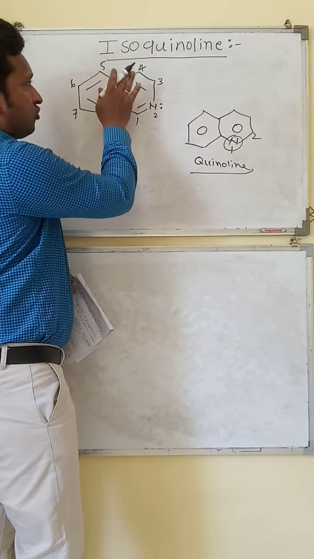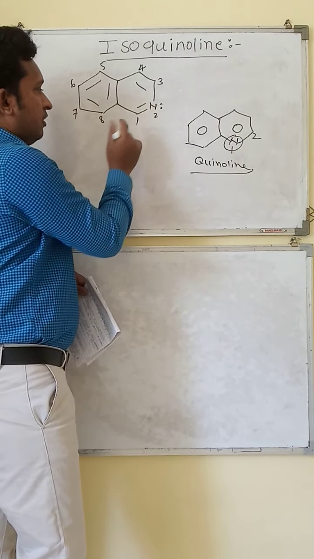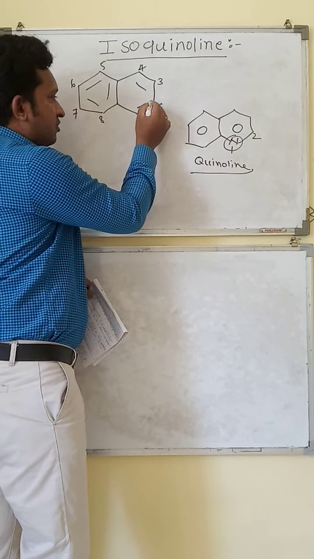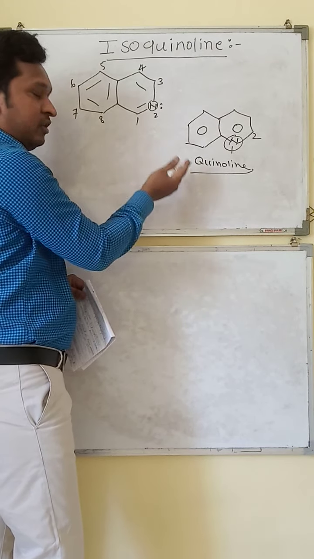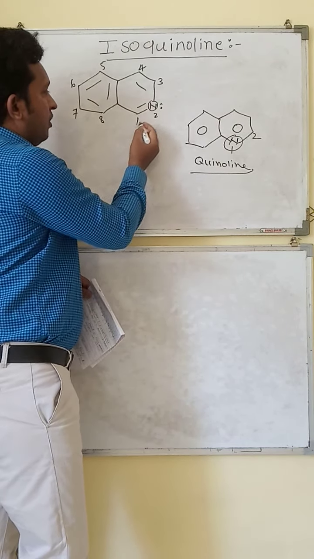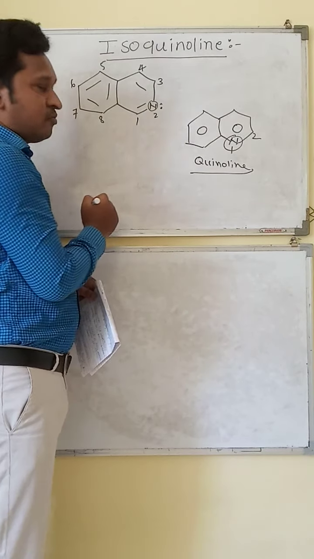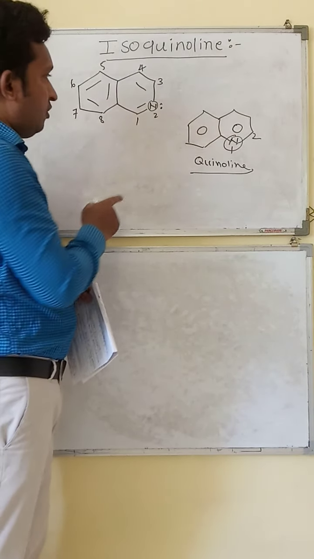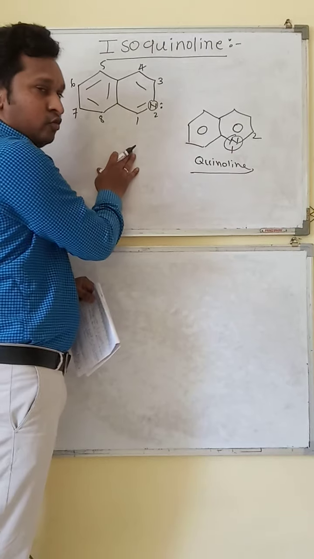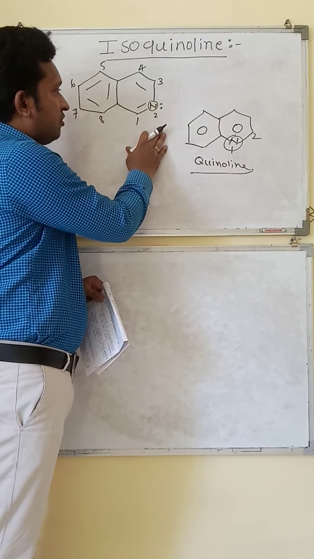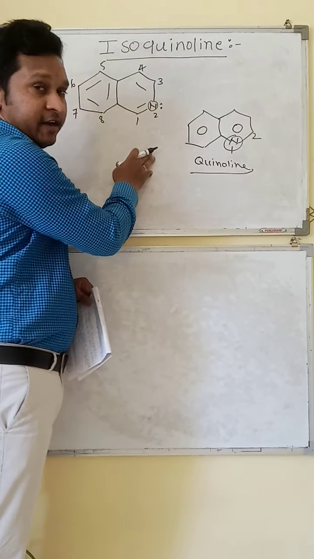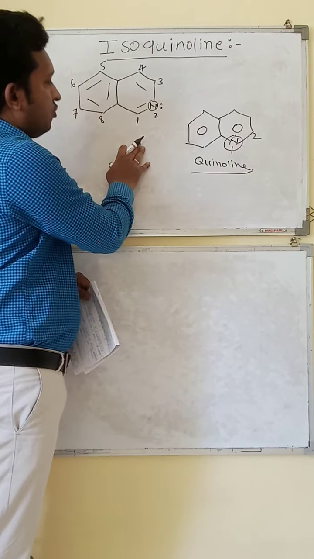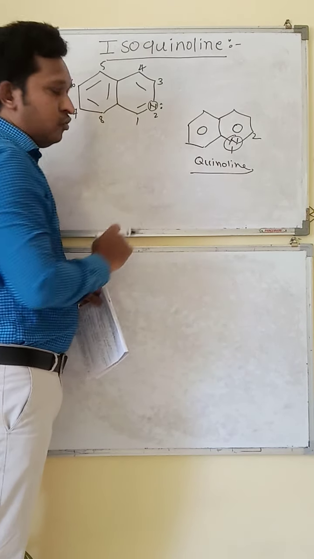But we have isoquinoline. Isoquinoline means the position of the nitrogen is different in isoquinoline than in quinoline. Here in isoquinoline, on the second-number position, nitrogen is present. So quinoline becomes isoquinoline when the nitrogen is on the second-number position in the pyridine ring. It is different from quinoline.